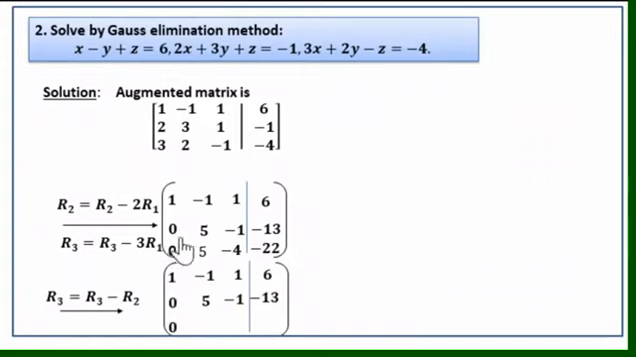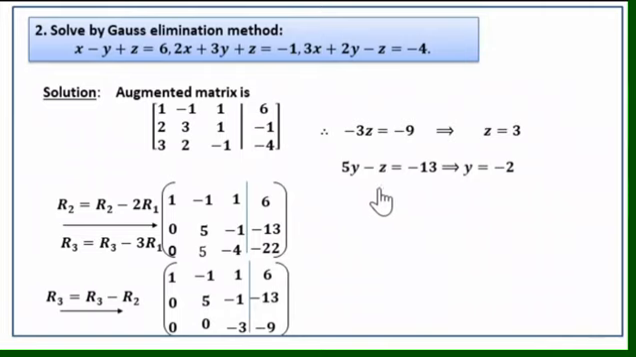So 0 minus 0 is 0, 5 minus 5 is 0, minus 4 minus minus 1 is minus 3, minus 22 minus minus 13 is minus 9. The last equation gives minus 3z equal to minus 9, or z is equal to 3. Then the second row gives the equation 5y minus z equal to minus 13, or we can solve for y here. 5y is minus 13 plus z, or minus 13 plus 3, minus 10. 5y is minus 10 and y is minus 2.